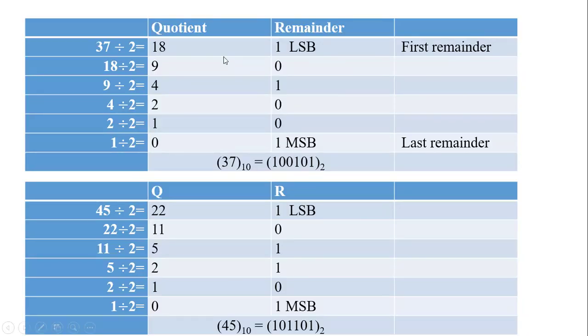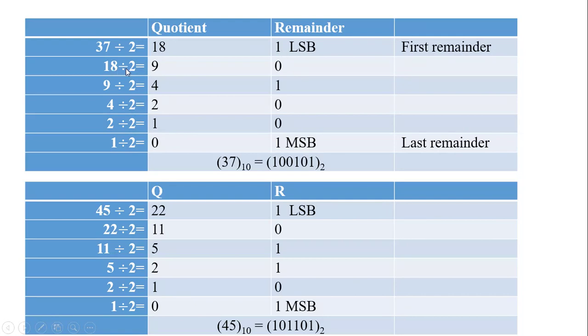So this is a decimal whole number, 37. In this example we are going to convert 37 decimal into binary. So divide this decimal by 2. The first step is to divide the number by 2, so we get a quotient and a remainder. This is the first remainder, and the first remainder is the least significant bit. This is the rightmost bit.